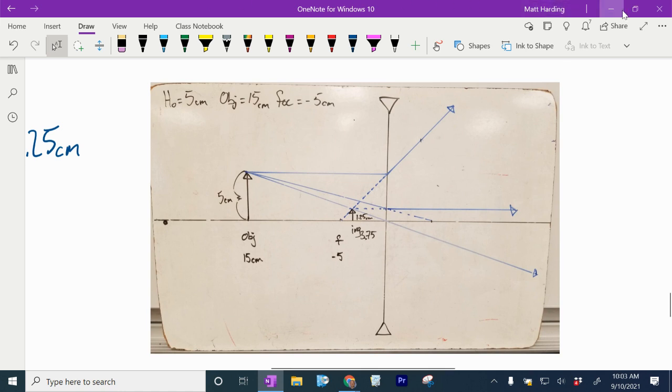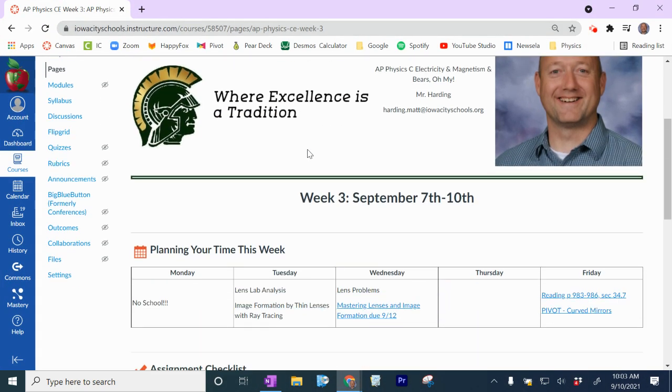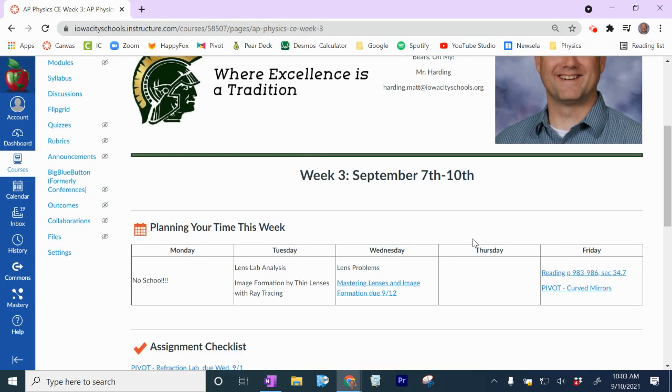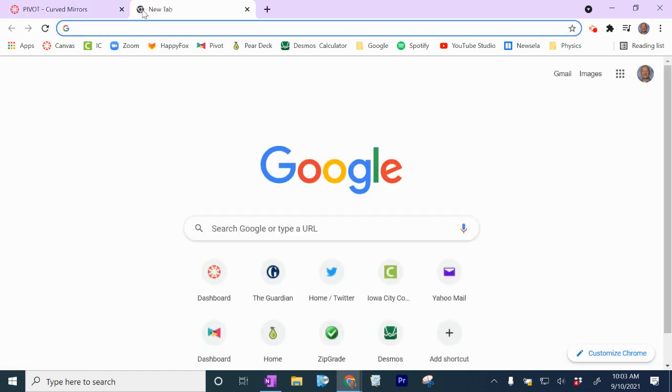All right. So over here in the Canvas, there's a reading assignment. This is the last bit of chapter 34. You don't need to do that first. It's just on there as well. And then a Pivot activity on curved mirrors.